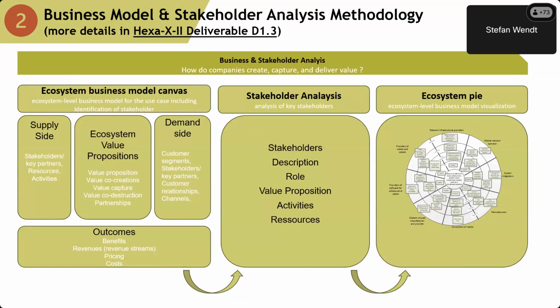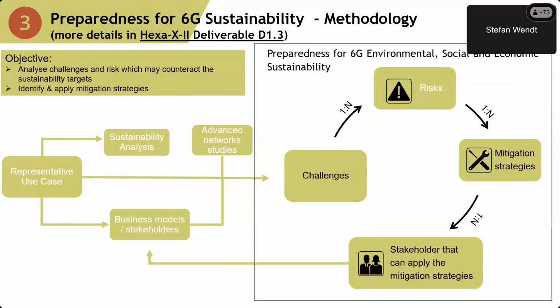Not to go into details, but this ecosystem business model analysis leads, for the use case, to a stakeholder analysis, always represented in an ecosystem pie chart. So that's the method we apply here in Hexa-X-II. And the preparedness for 6G, that's the objective here. We have to analyze the challenges and risks which may counteract reaching the sustainability targets, so we need to identify and apply mitigation strategies.